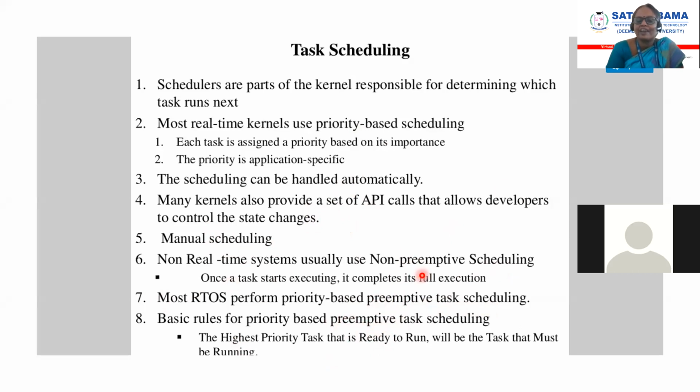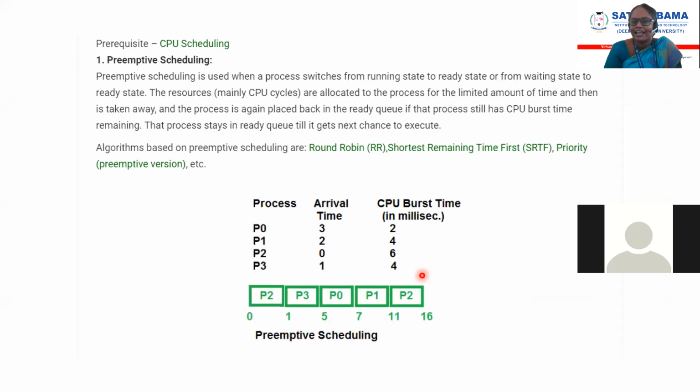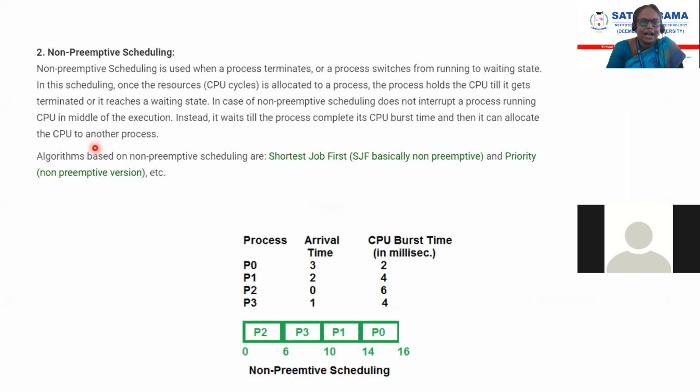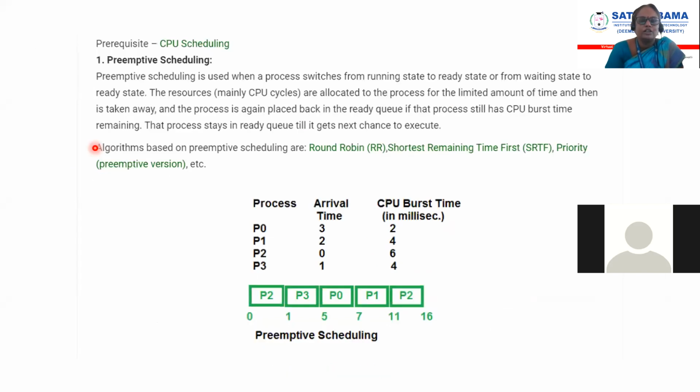So non-preemptive is very simple. Once a task starts, it completes its full execution. That is non-preemptive scheduling. Please kindly see this window, see the screen. Preemptive and non-preemptive scheduling. Preemptive scheduling means when a process switches from running state to ready state, or waiting state to ready state. I told you preemptive is real time: running state to ready state or waiting state to ready state.